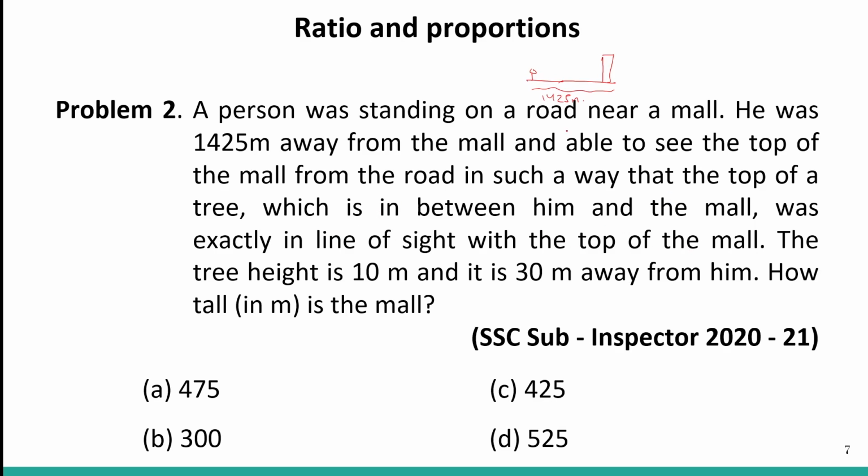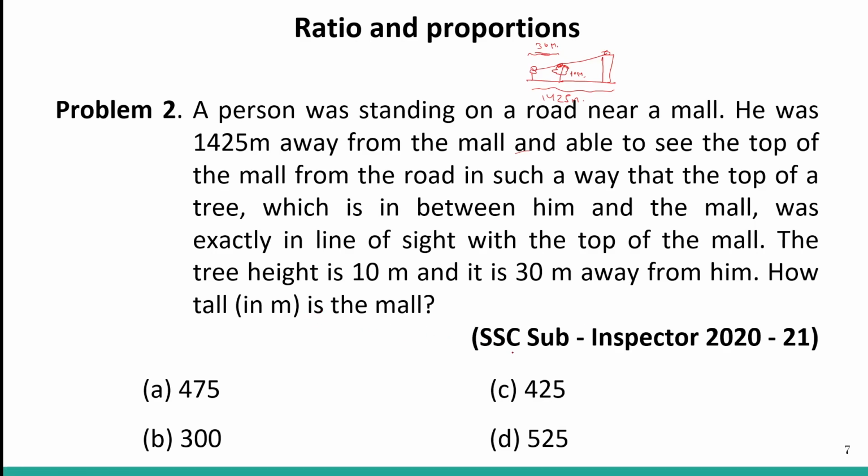So there is a tree here, with its top in the line of sight of the top of the mall and the eye of that viewer. The tree height is 10 meters, so this height is 10 meters. And it is 30 meter away from him, so this distance is 30 meter. So how tall is the mall?